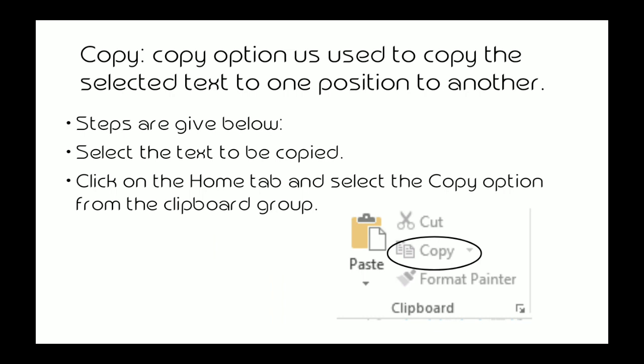It is followed by the paste option to duplicate the selected text object to another position. Steps are given here. Select the text to be copied. Click on the Home tab and select the copy option from the clipboard. First of all, you have to select your text, whatever you want to copy. Then you have to click on the copy option, which is given on the clipboard. It is on the Home tab.